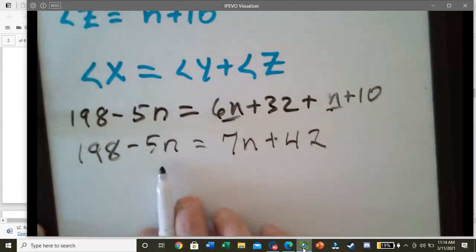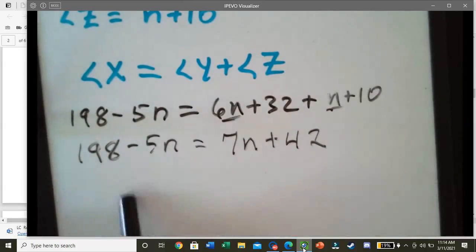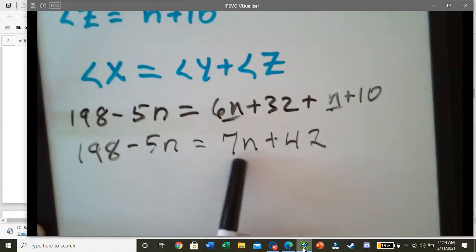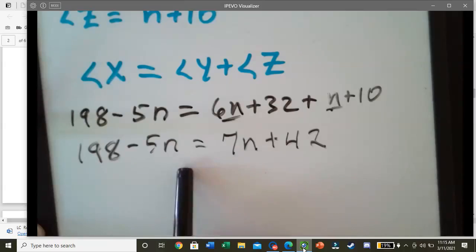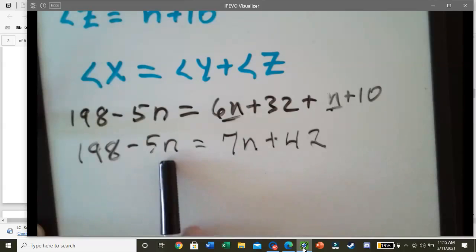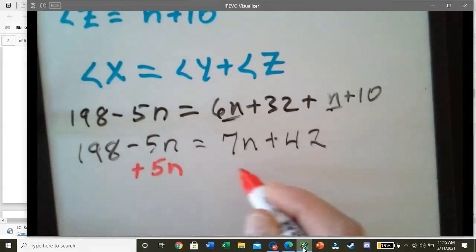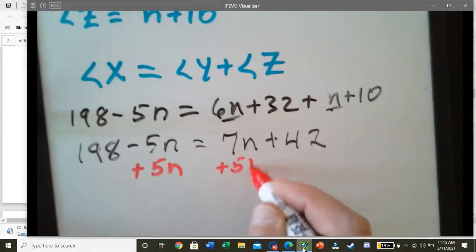Okay. Now, I've said in the past, it's easiest to try to keep what positive? Yeah, you want to keep the variable positive, right? So do we want to apply plus 5n or subtract 7n to keep the n's positive? Yeah, plus 5n. So we apply plus 5n, plus 5n.